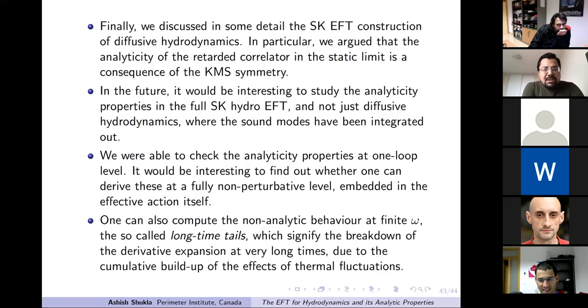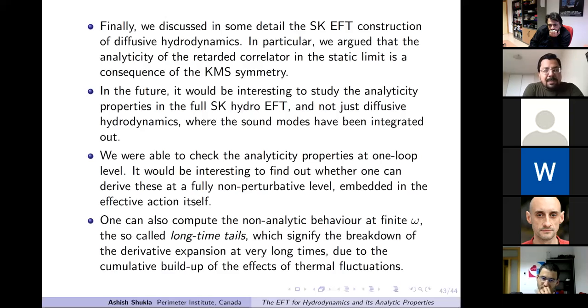Now, in the future, it would be interesting to study the analyticity properties in the full Schwinger-Keldysh EFT and not just the diffusive hydrodynamic sector. Okay, so not integrating out the sound modes, taking them also into account. However, the action will be even more ghastly, but it would be interesting to study how the loop corrections work out there and how KMS indeed ensures analyticity in the full relativistic hydrodynamics formalism and not just a subsector of it.